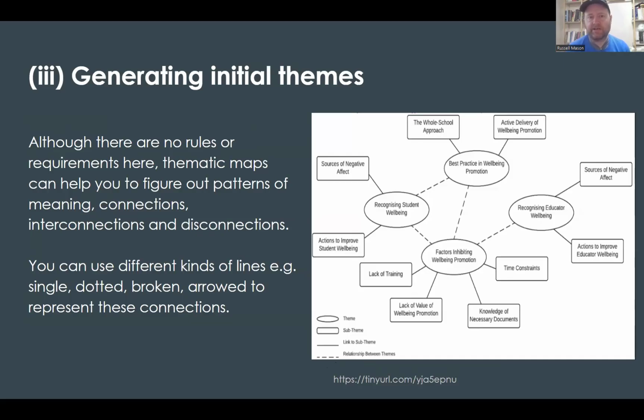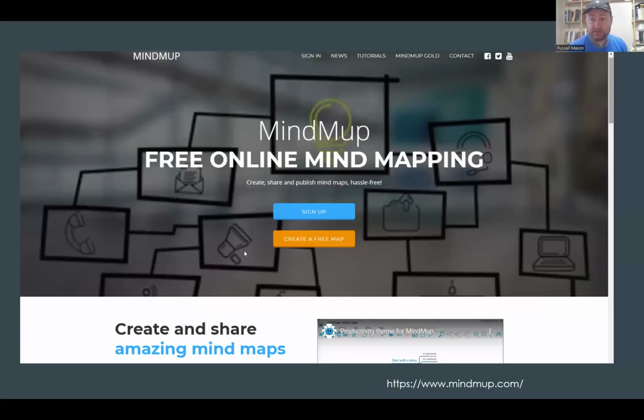So there are no rules here about how you do this, but thematic maps or these kind of mind maps are useful for most people when they consider patterns, connections, interconnections, and disconnections between the various themes that you're generating. So if you want to use software to help you do that, one of them here is called MindMap. I think this will help you to visualize your ideas. If you want to use online software to help you do that, this one comes recommended.